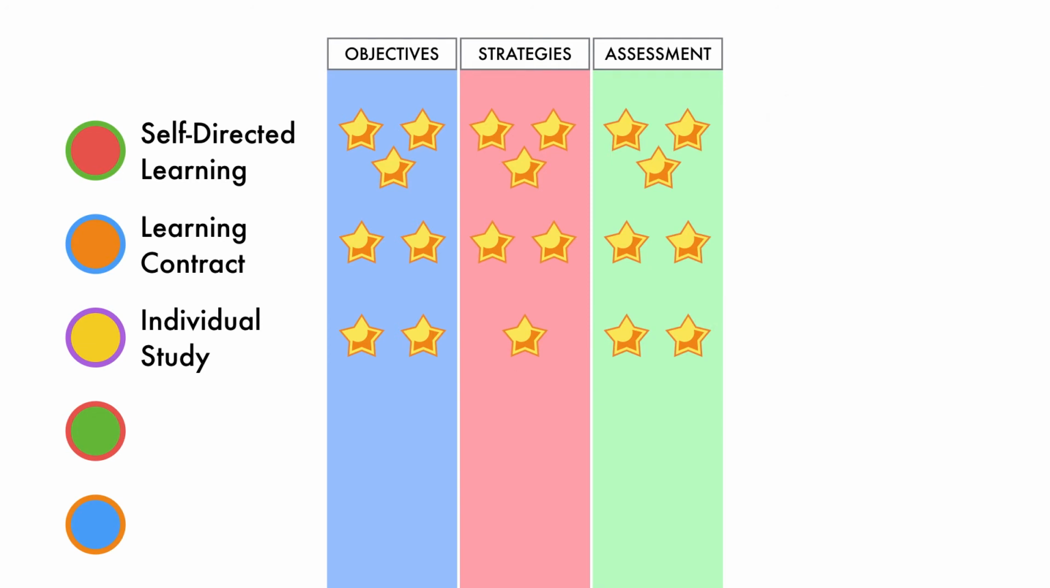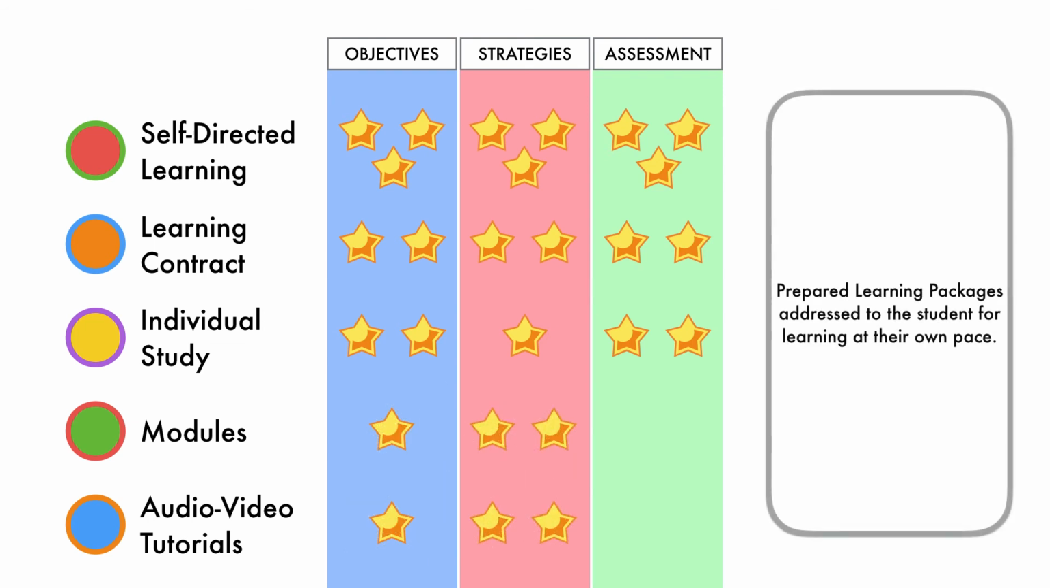The next 2 approaches to individualized instruction are similar to each other in more ways than one. Modules and audio-video tutorials. Both involve determining objectives non-autonomously, and the learning strategy is semi-autonomous to each student. Modules and AV tutorials make use of the prepared learning packages that are prescribed by the teacher. This is what makes the learning objectives non-autonomous.